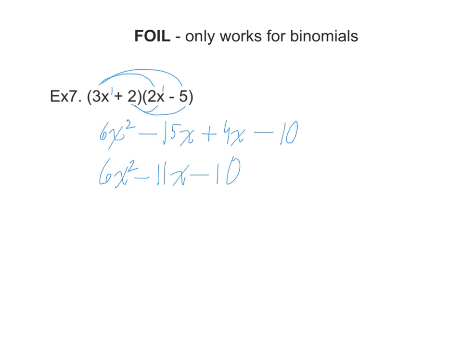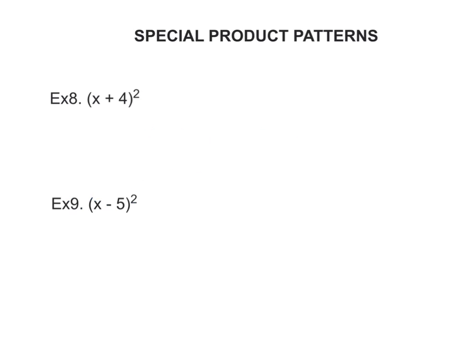Now every once in a while when you FOIL, when you multiply these binomials together, some special things happen. That's what we're going to look at last. We call those special product patterns. For example, if you have a number added to x and that quantity squared, this looks different because it's not written in the same way. But think about what this really means. It's saying square it, or in other words, write it twice and multiply. So it may be helpful to actually write it out yourself.